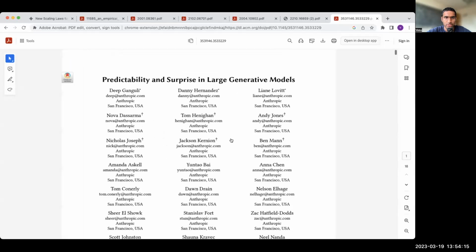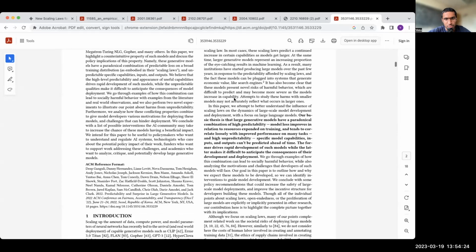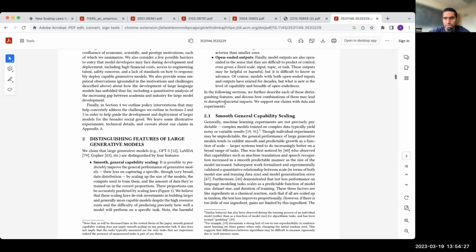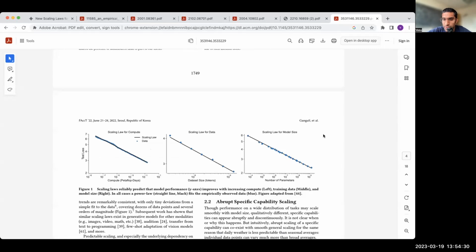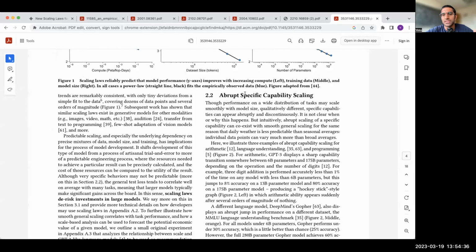So basically, when you have emergent capabilities, the downside is that there are also emergent harms that the large models are capable of. So it's very important to understand what these are. Here's the paper I was talking about, Predictability and Surprise in Large Generative Models, with many authors, all from Anthropic. And here what they point to is that there are these smooth general capabilities that satisfy the scaling laws that we've been discussing. But what's relevant is the fact that there's abrupt specific capability scaling.